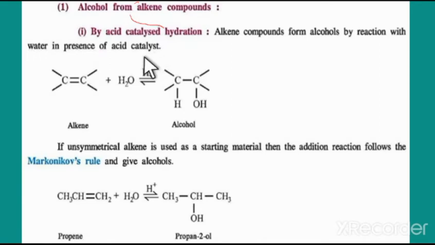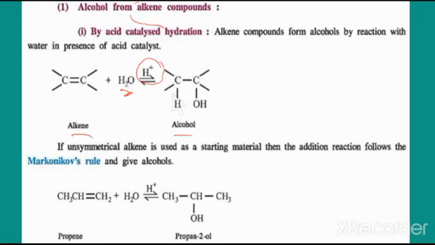So the first one is from alkenes. When alkenes undergo hydration in the presence of an acid, we can get alcohols. Here an addition reaction takes place. The H2O is added, with one part, H plus, added to one carbon, and OH minus added to the other carbon. As a result the alkene is converted into an alcohol.